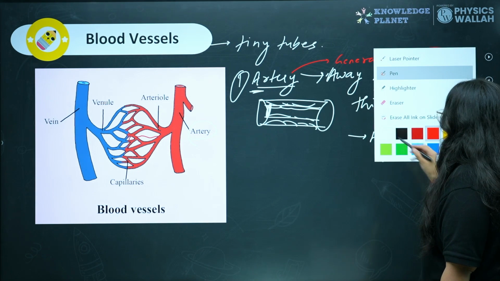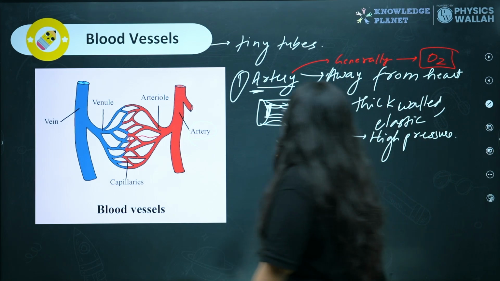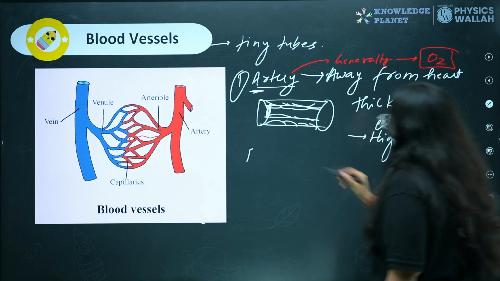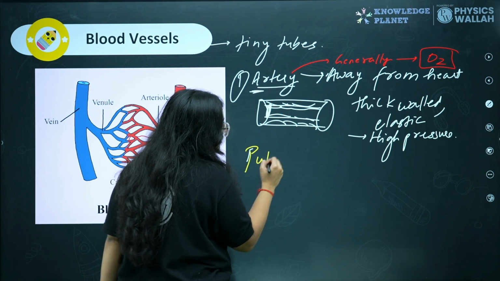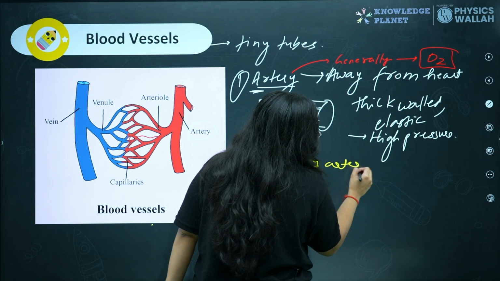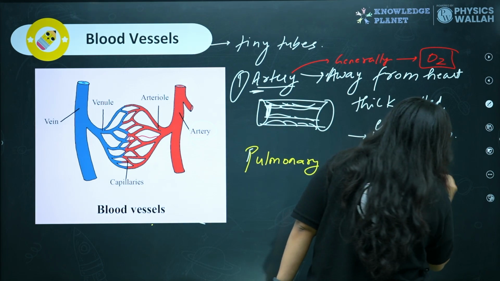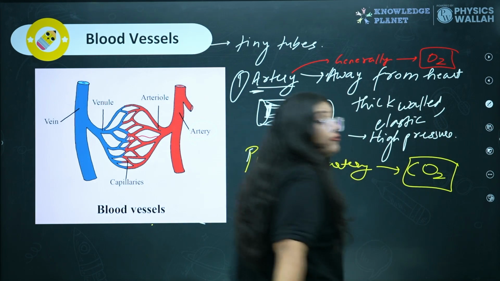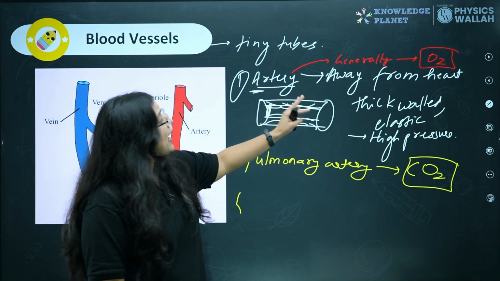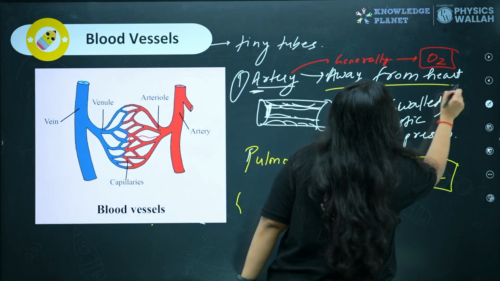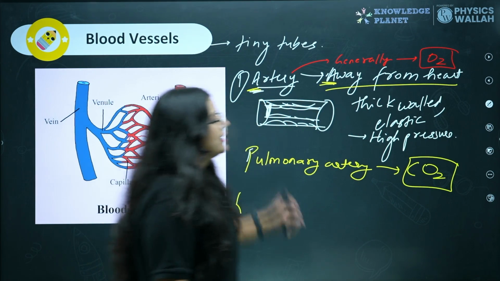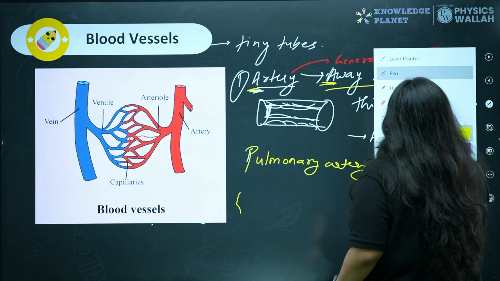Now, what is the exception? We have the pulmonary artery. We'll talk about this when we talk about the blood flow. The pulmonary artery carries deoxygenated blood. Therefore the correct definition of an artery is that it carries the blood away from the heart. A for away, A for artery. Okay. Next, blood vessel. Let's see.